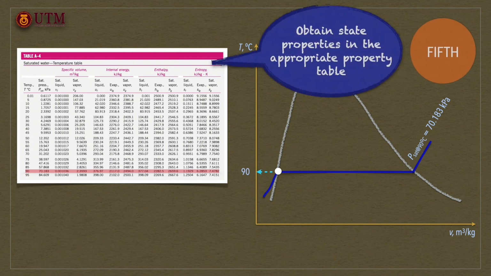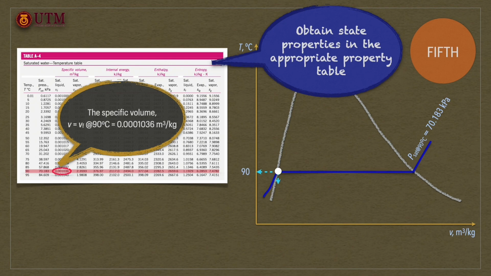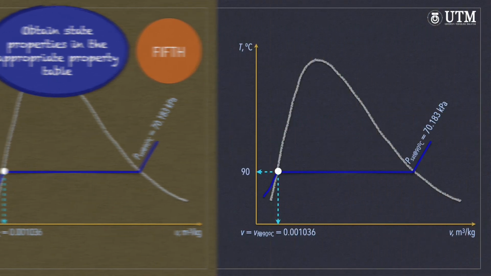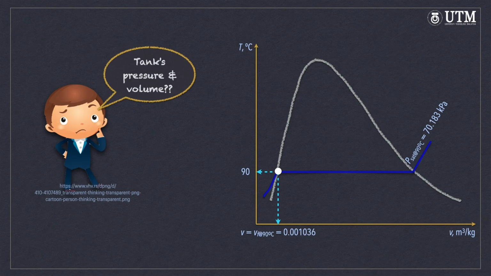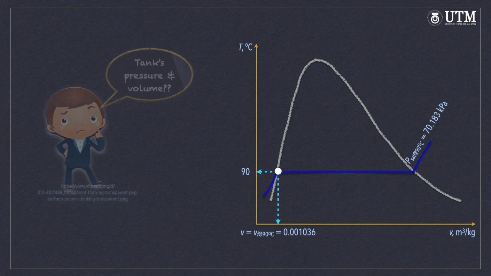Fifth, once the state phase is defined, we can straightaway go to the appropriate property tables to obtain other properties of the state. Therefore, based on example 3.1, we can determine the corresponding specific volume at the given temperature of 90 degrees Celsius in table A4, as shown. Now, we can determine the pressure and volume of the tank.